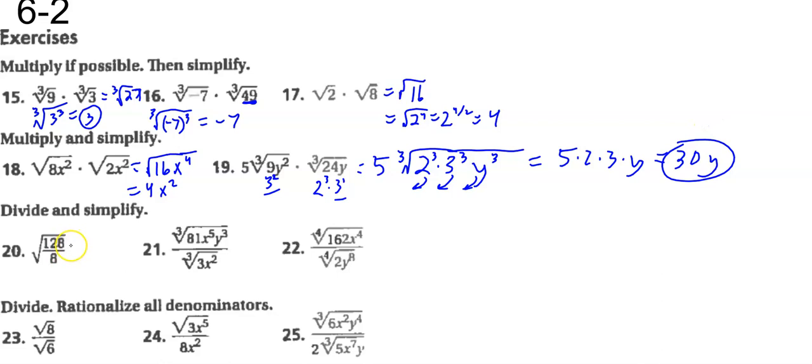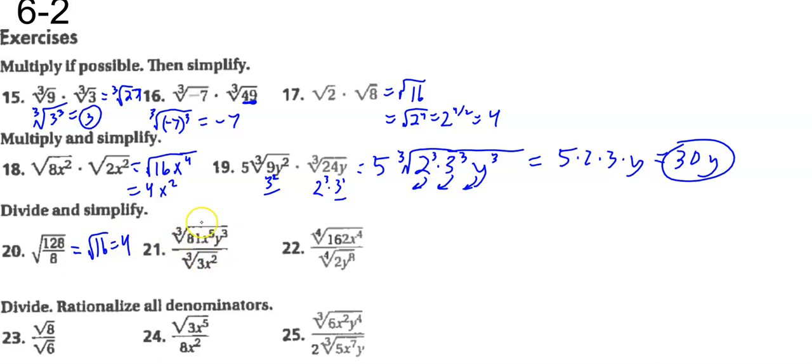This one, I would simplify first. If 8 goes into 128, and I think it does, so let's see. 8 goes into 80 10 times, and then 48 would be 6, so I think that's 16. That's the square root of 16, which is 4. You know that probably without simplifying.